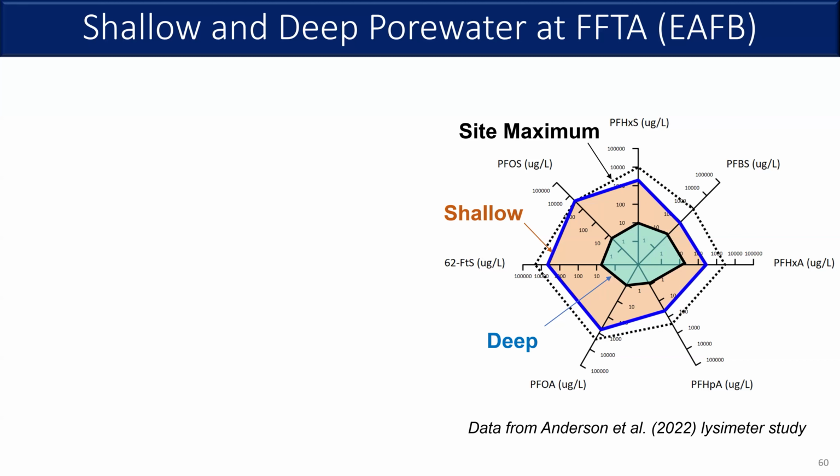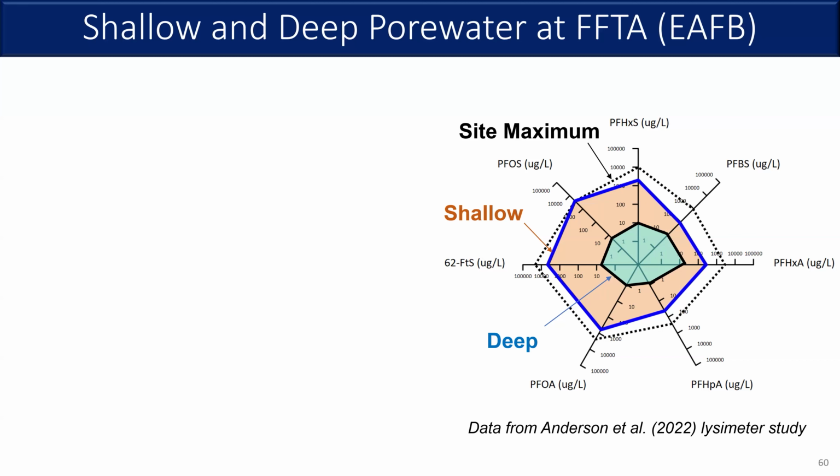The left side of the radial diagram is the long chains. The right side, those are the short chains. And you can see on the right side, we've got about an order of magnitude difference, one pair of tick marks, between the shallow and the deep concentrations for pore water. On the left side, much bigger differences, 3 orders of magnitude differences for the long chains. And that makes sense because long chains adsorb very strongly to the air-water interface in the vadose.